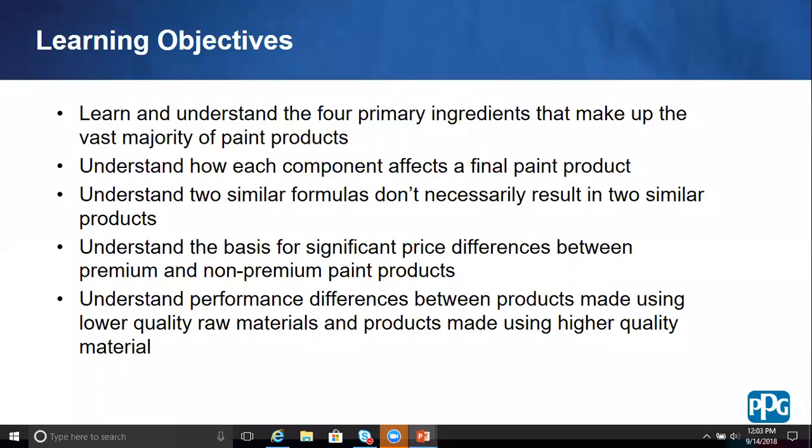So our objective today is really to understand and learn the 4 primary ingredients that make up the majority of our paint products. Paint is one of those things that you really get what you pay for. And when you have different price points for paint, it really does drive customers' expectations of what's in the can. And so again, some products might have similar formulas, but that doesn't really mean that they're the same products. So again, we're going to break down the differences between products that are using lower quality materials and products that use higher quality materials.